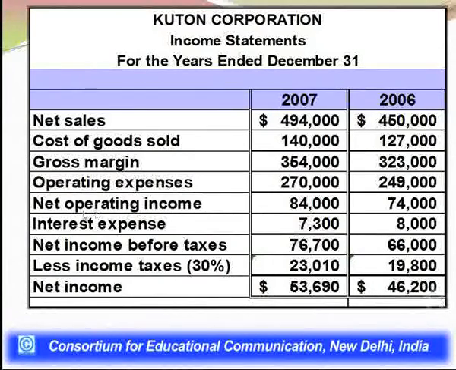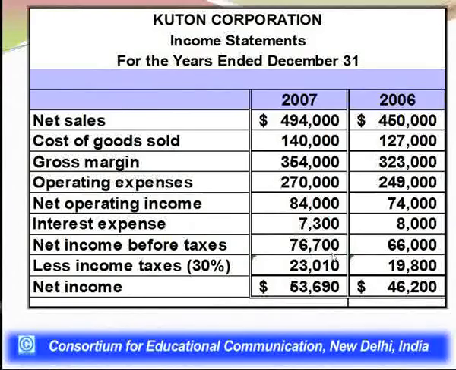and this is known as operating income. So moving forward, if we subtract interest expense out of this operating income, the difference we get is net income before tax. So interest expenses for the company are 8,000 and 7,300. The difference is coming out as net income before taxes, which is 66,000 for the year 2006 and 76,700 for the year 2007.